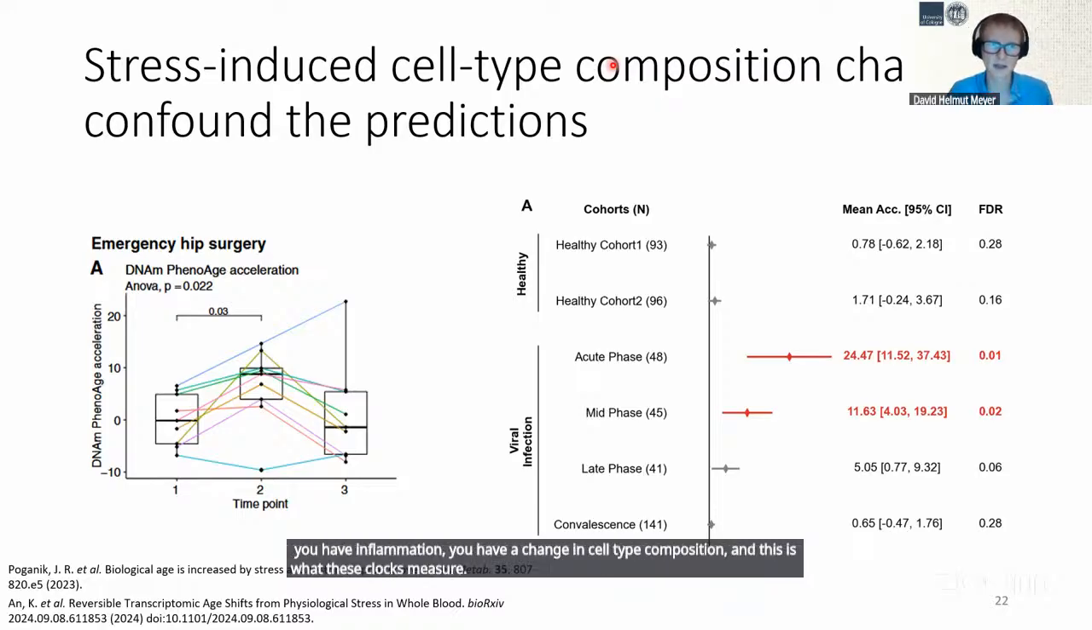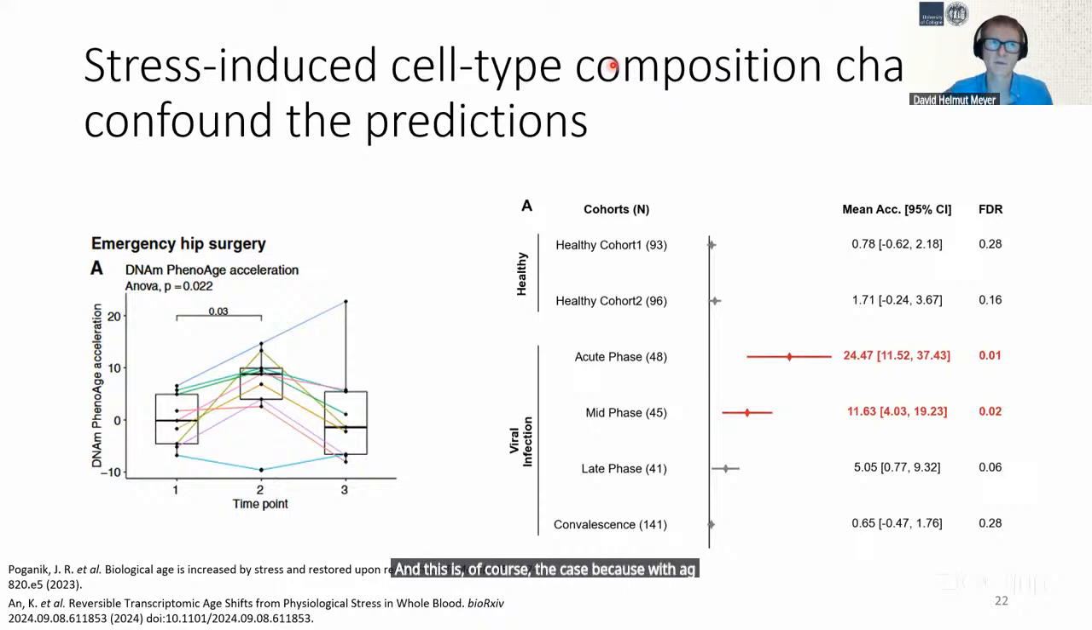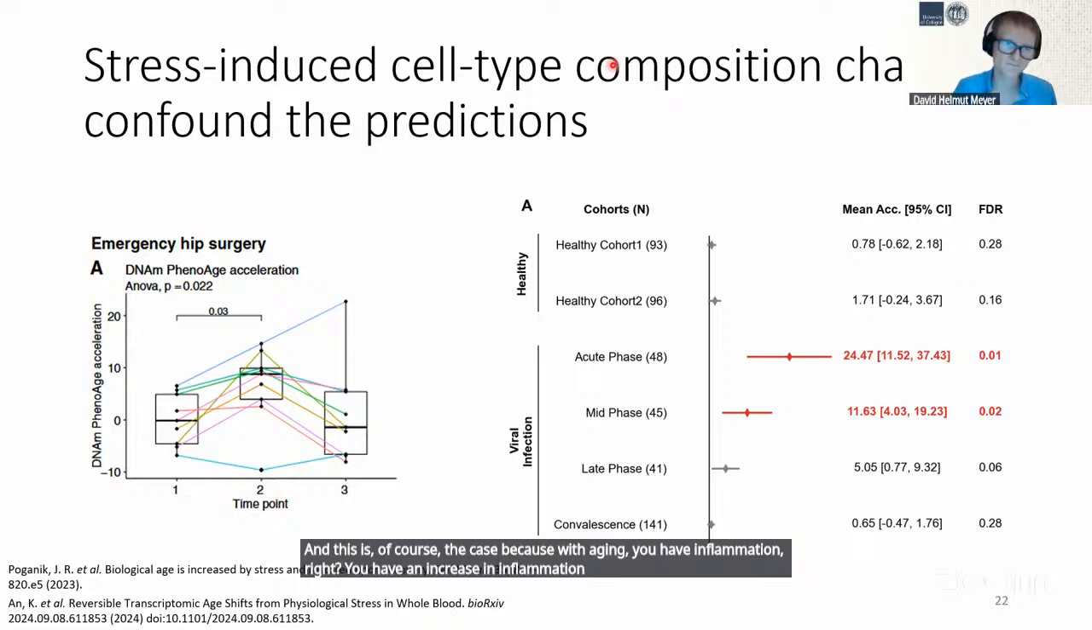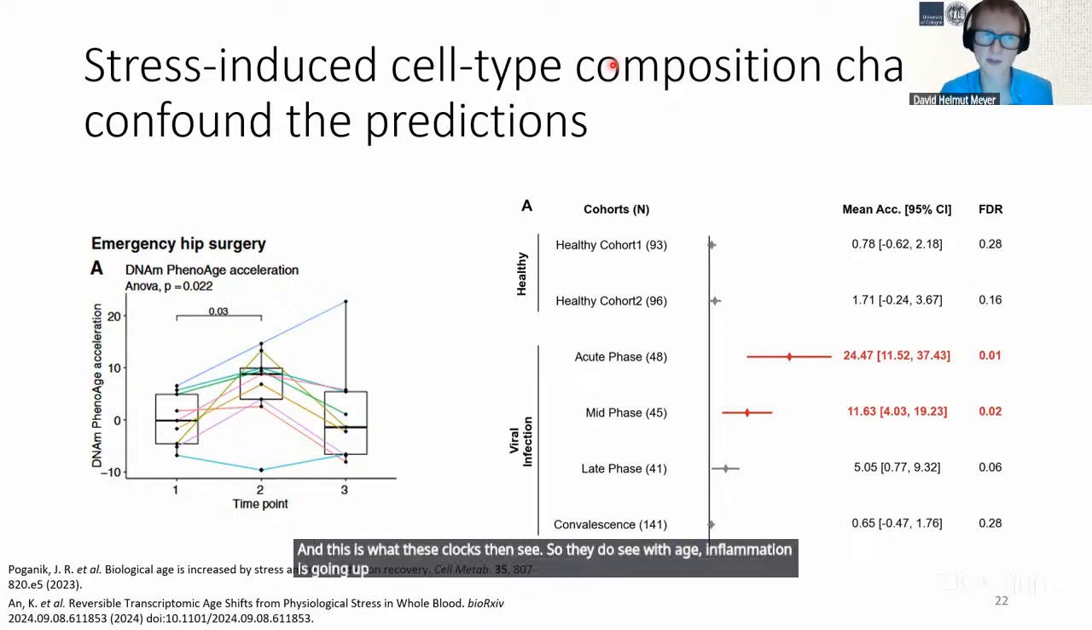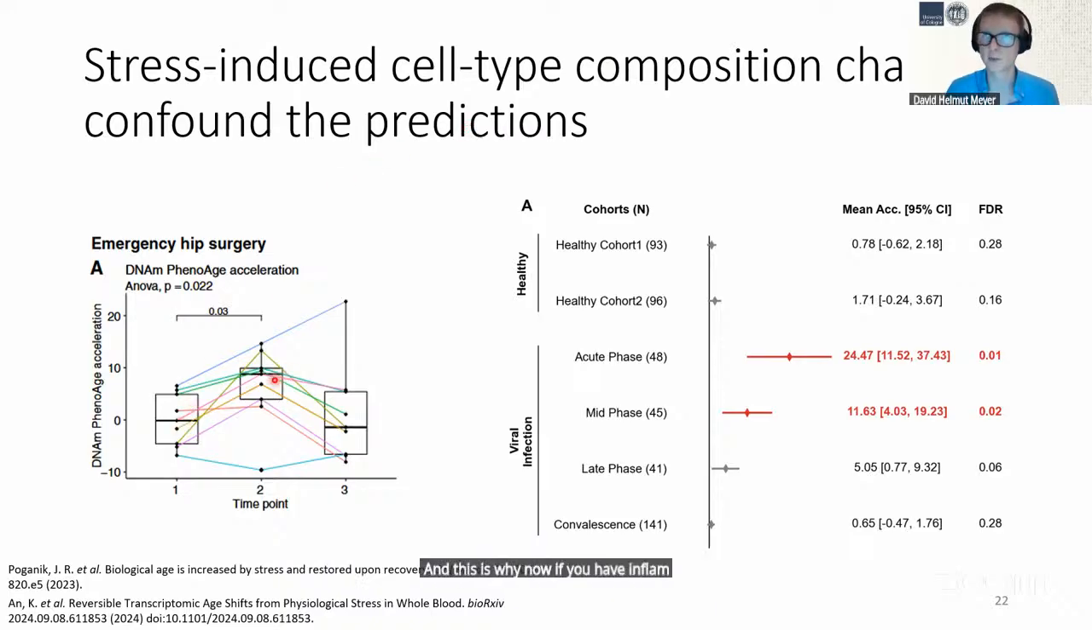And this is, of course, the case because with aging, you have inflammation, right? You have an increase in inflammation, low-grade inflammation. And this is what these clocks then see. So they do see with age, inflammation is going up, and they learn to associate aging with inflammation. And this is why now if you have inflammation, suddenly your clock is pretty good older.